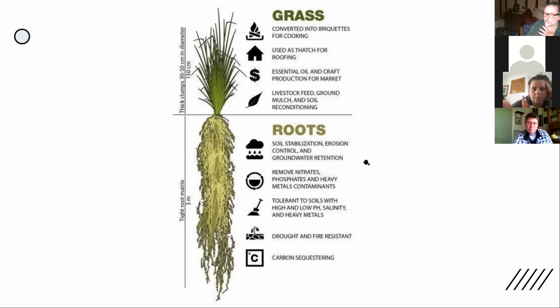The roots stabilize soil, reduce erosion, and increase groundwater retention. They pull lots of nitrates and phosphates out of polluted environments, and they're tolerant to a very wide range of soils. Vetiver is very drought resistant and fire resistant, because even if the whole upper part of the plant dies off, it's got this huge resource of energy beneath it, so it can just grow back. If it gets burnt off, it will grow back. It doesn't die easily. And obviously, with these deep roots, it's putting carbon down into the soil.